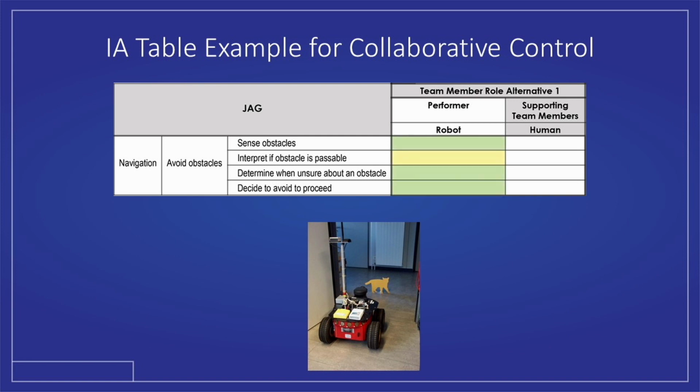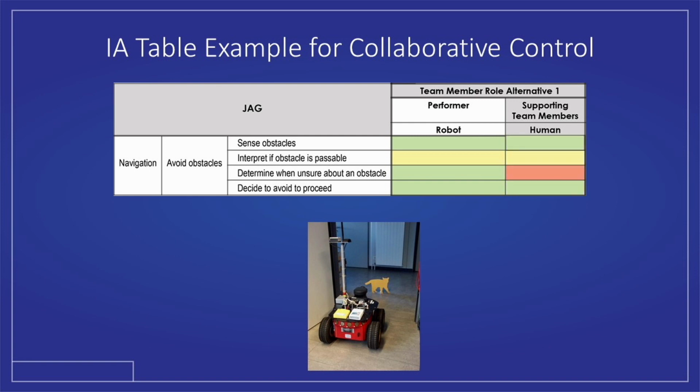Next, we assess the performer, in this case the robot's capability. We see it can do everything reliably except interpret obstacles, which is yellow. The yellow indicates the brittleness in the robot's ability to interpret obstacles. In other words, it's less than 100% reliable. This is what Fong was trying to address through collaboration with a human.